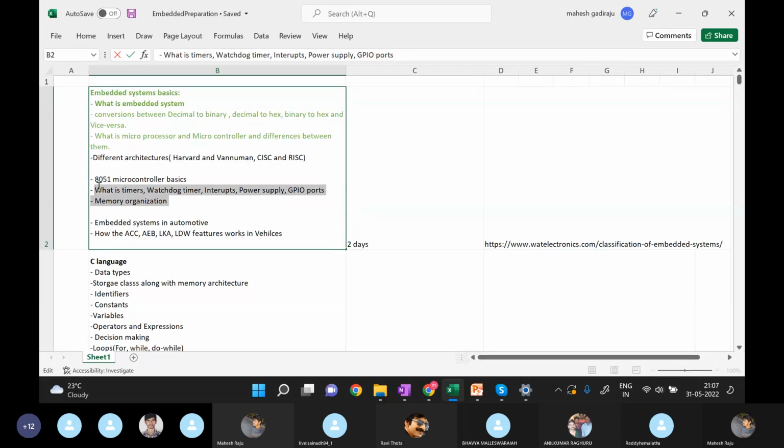And then we'll see the memory organization. Anyhow, we saw yesterday in the microcontrollers what RAM and ROM are, but there are still some other different kinds of memory in the microcontroller that we will be seeing. And if time permits, then we'll see the embedded systems in automotive, how exactly we are using embedded systems in automotive. So guys, does anyone have any doubts from yesterday's class?